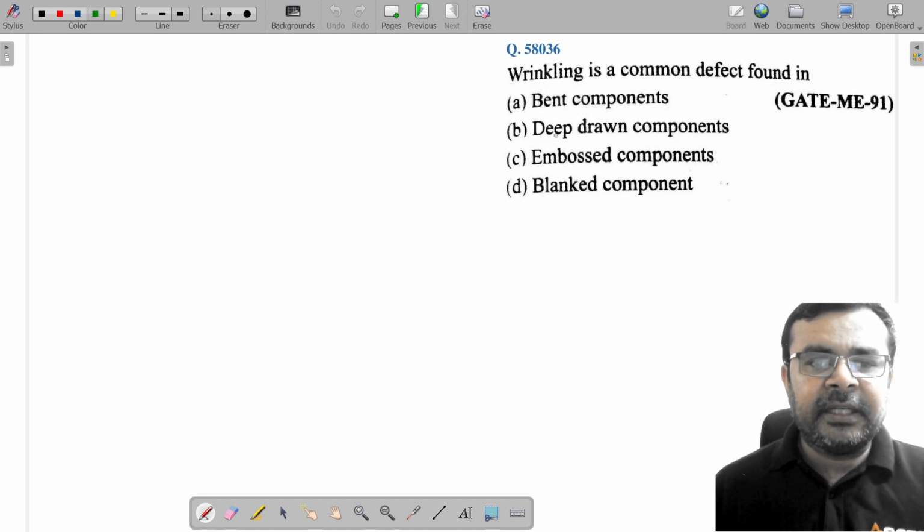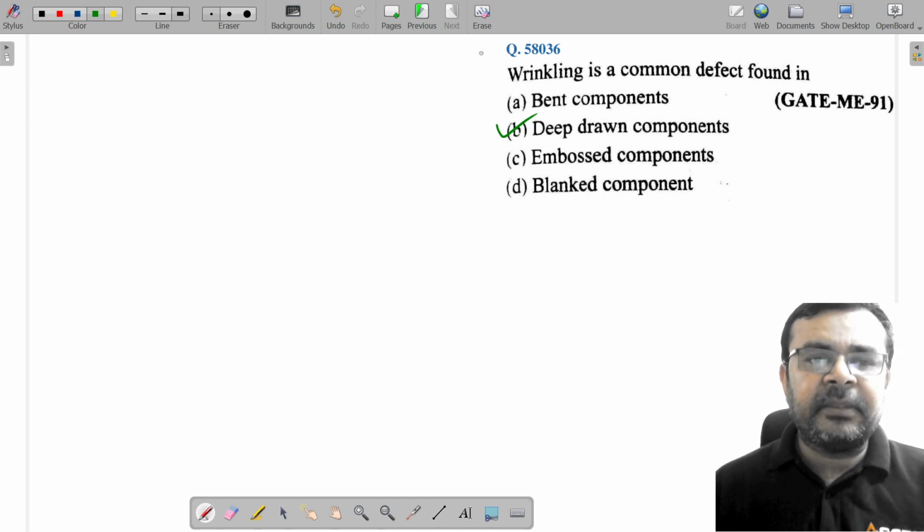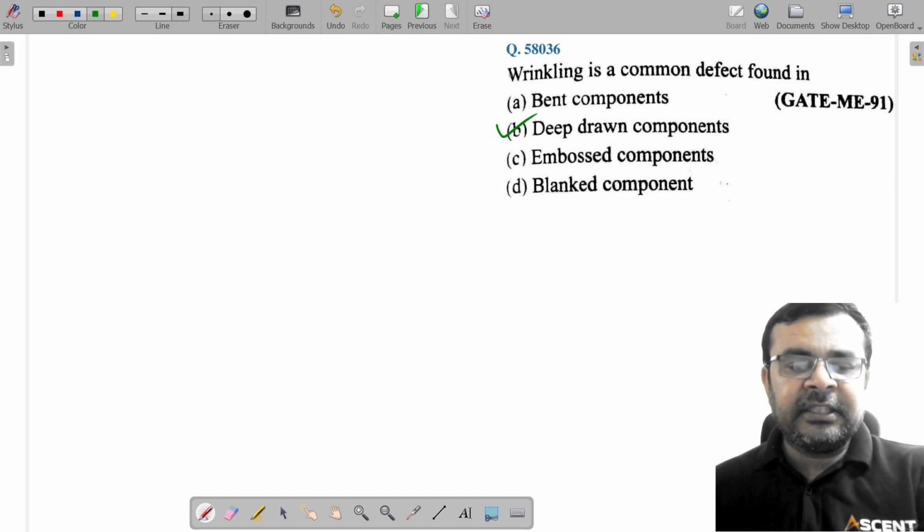Wrinkling is a common defect. Yes, wrinkling is a common defect of deep drawing. Wrinkling, orange peel, earring, all these are common defects of the deep drawing operation. Is it clear? So this is all about the sheet metal questions.